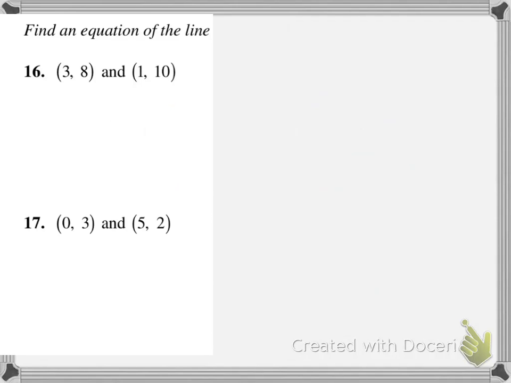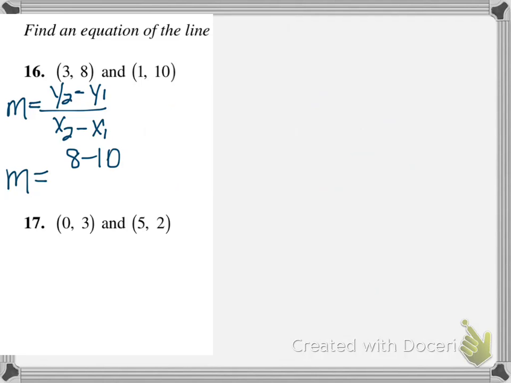When we find slope from 2 points, we can use our formula, and this is going to be on your formula sheet. All this represents is that you're going to subtract your y coordinates, so 8 minus 10, and subtract your x coordinates, so 3 minus 1. I'm given a slope then of negative 2 over 2, which is negative 1. So there's one piece of information that I need. That's my m.